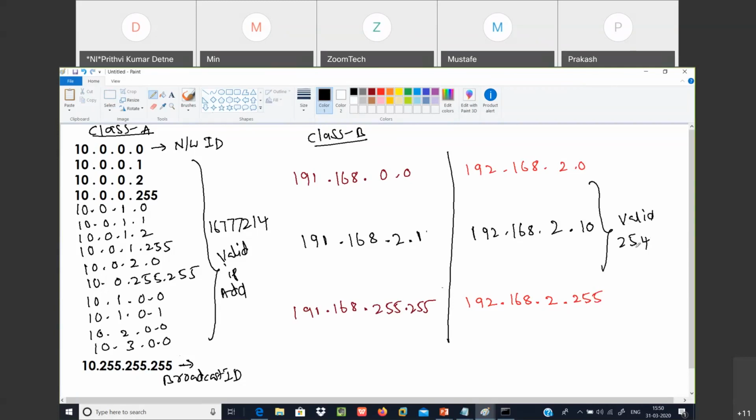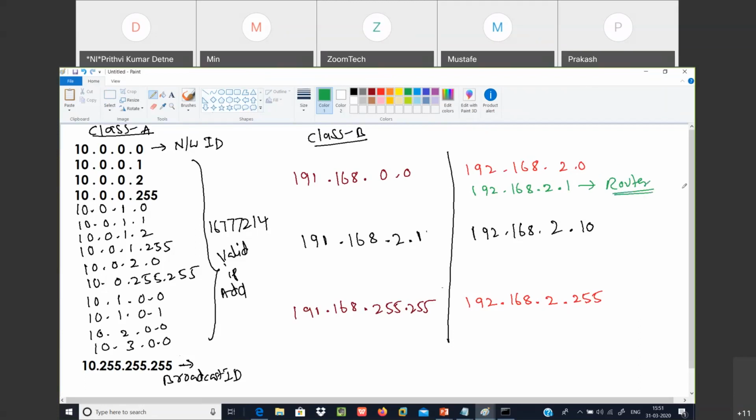Okay, 254 are valid. Here is a very important point, so everyone listen clearly. Out of 254, what is the first usable IP address? 192.168.2.1. Perfect. This first valid IP address we generally assign as the default gateway address, which is the router IP address.